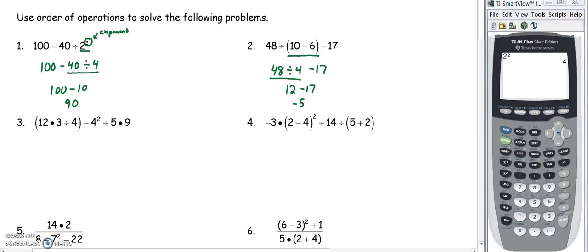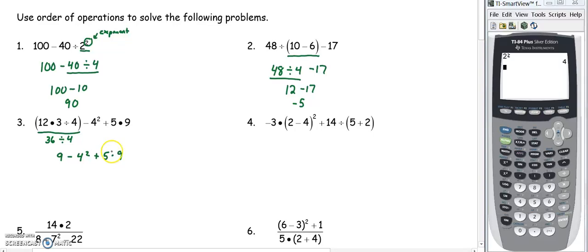In number 3, we have the quantity 12 times 3 divided by 4, minus 4 squared plus 5 times 9. So first, again, we're going to do our parentheses, and we're going to do the operations in order from left to right. So first I have 12 times 3, which is 36, and then divide by 4. So once I've done everything from that parenthesis, I now have 9, and I can rewrite everything else from the problem. Minus 4 squared plus 5 times 9.